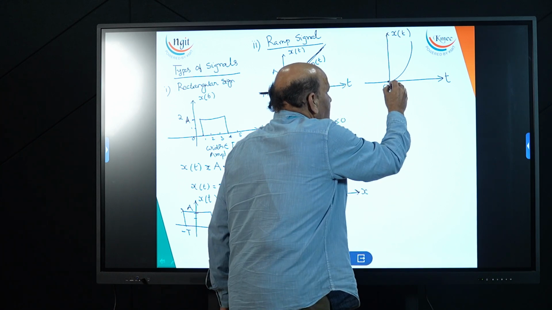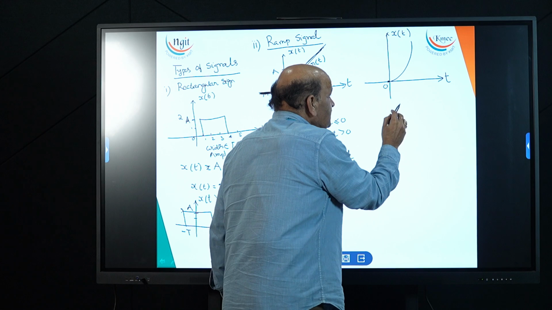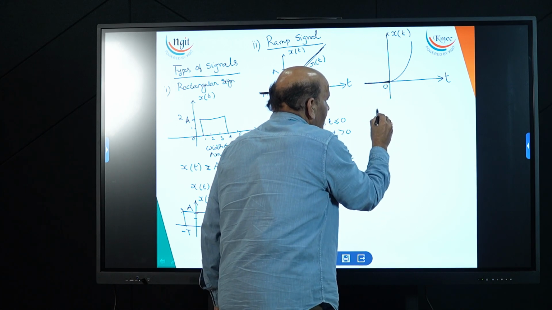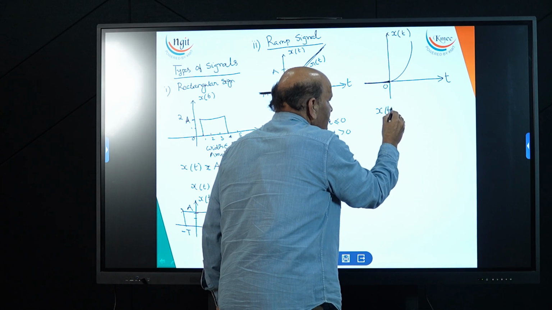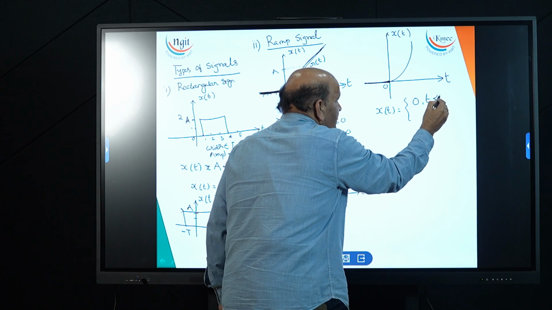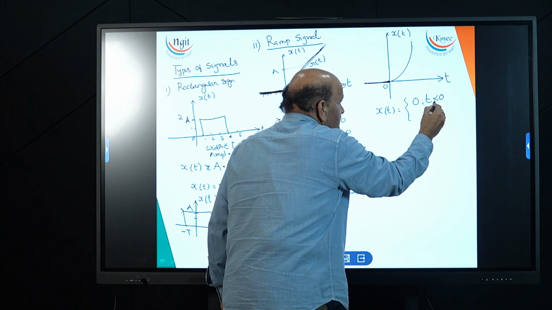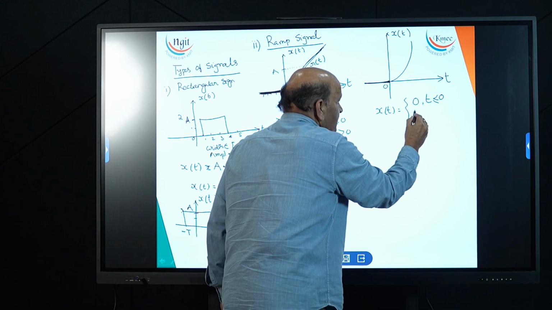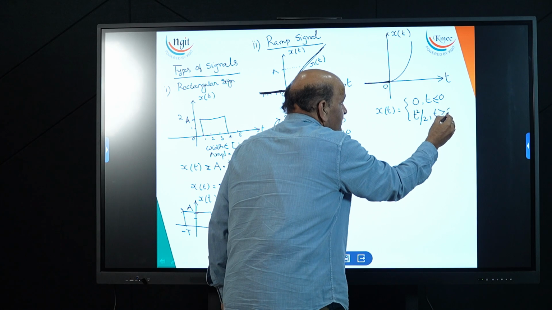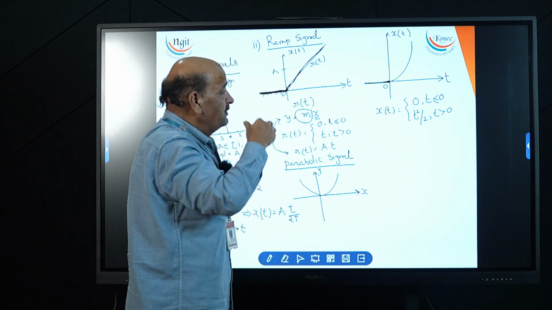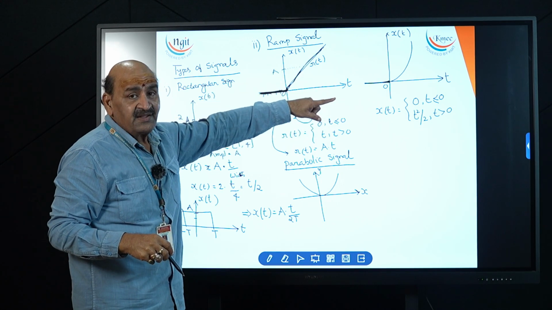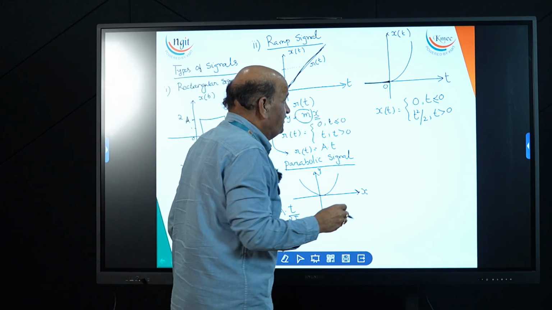This curve ranges from origin onwards. Before origin, no curve appears here. Therefore, the parabolic curve's mathematical representation can be written as 0 when t is less than or equal to 0, but it is t square by 2 when t is greater than 0. This thing we have to observe.